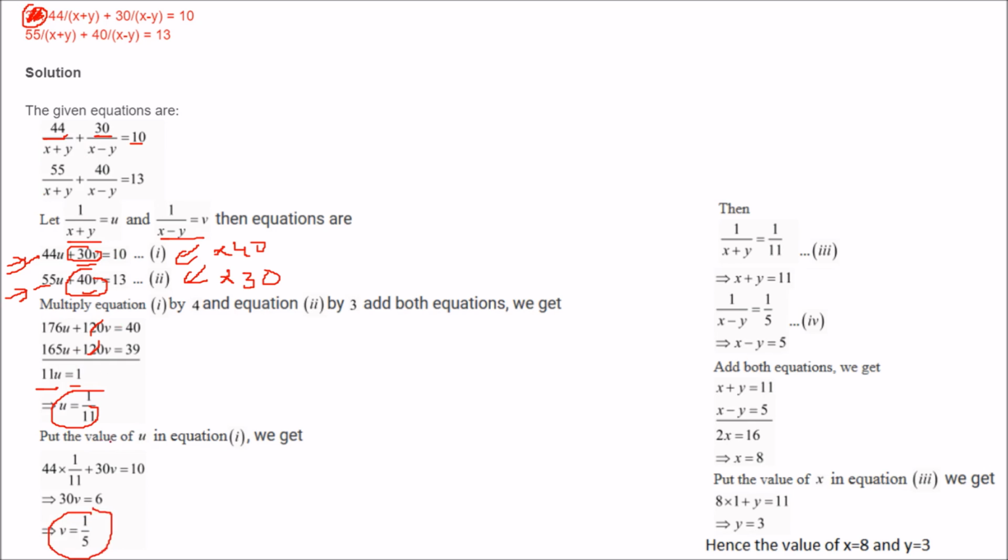But now, this is the first step. What was 1 by x plus y? It was 1 by 11. So x plus y is 11. This is the first equation. What was 1 by x minus y? It is equal to v. v was 1 by 5. So x minus y will be equal to 5. This is your second equation.